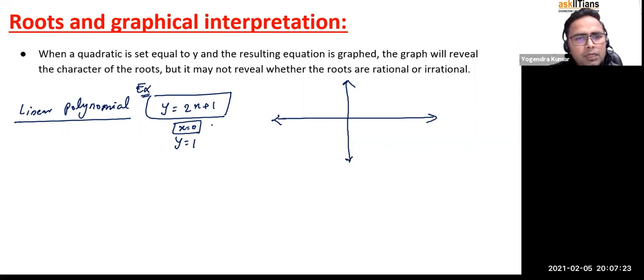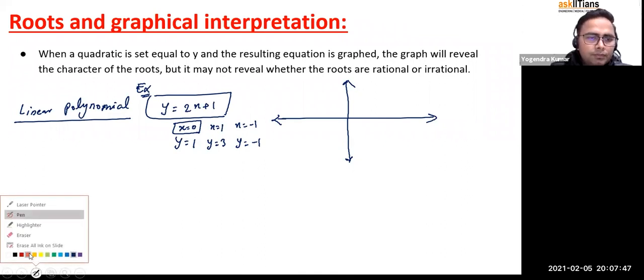Then I can take x equals 1. Then what is the y value? Y is 3. Then I can take a few negative values also, -1. When I take it, what am I getting? Y is -1, right? Then you can take more values also, but I think this is sufficient. These values are okay. We can decide by these values only. So what is the graph we are going to get?